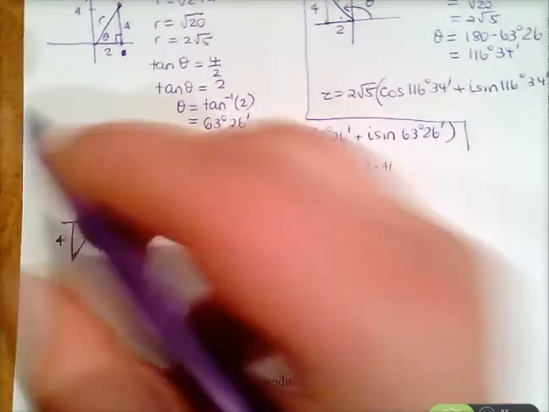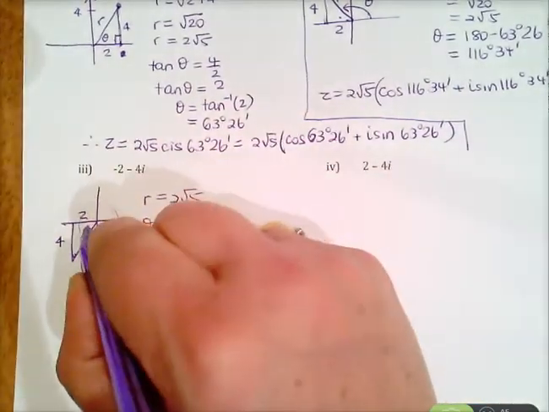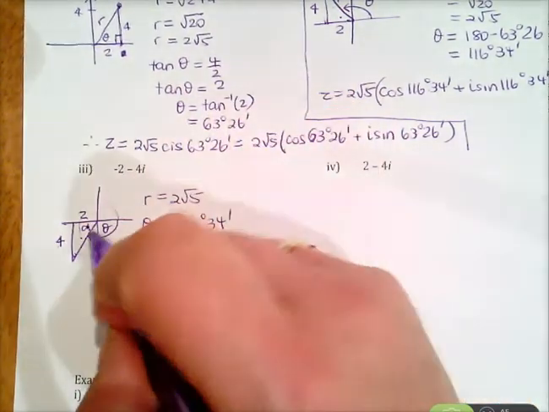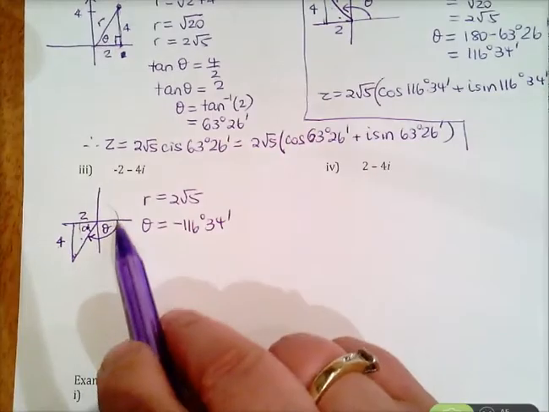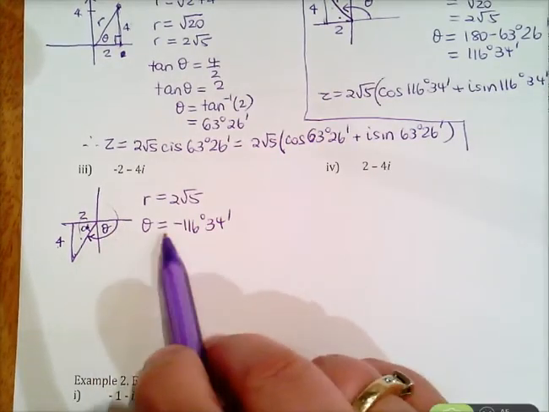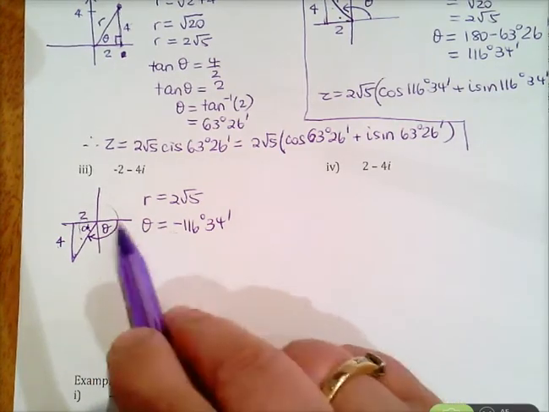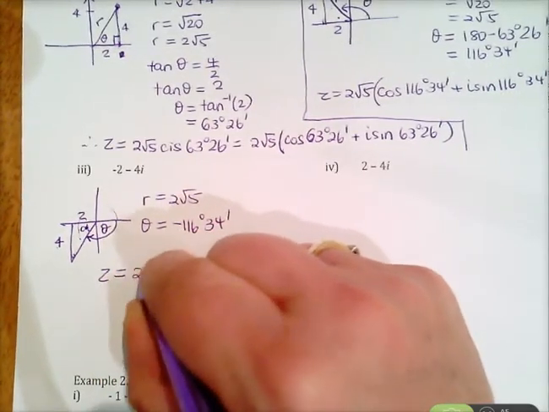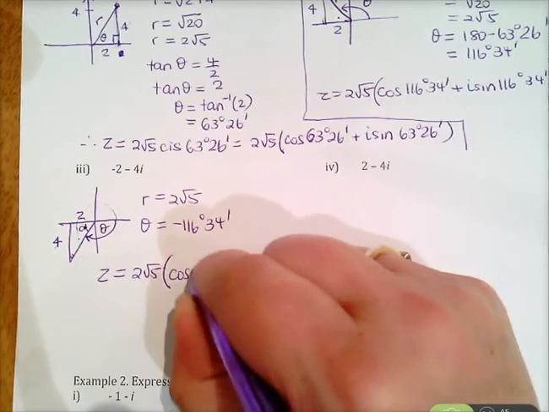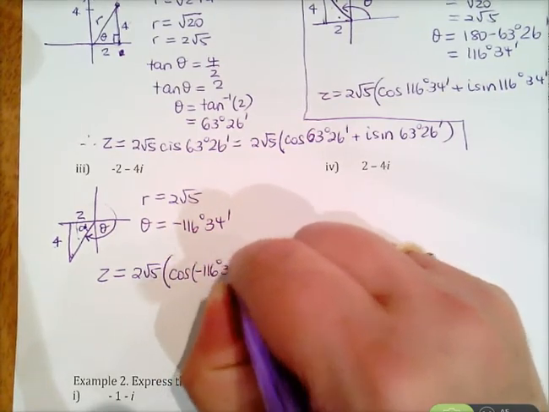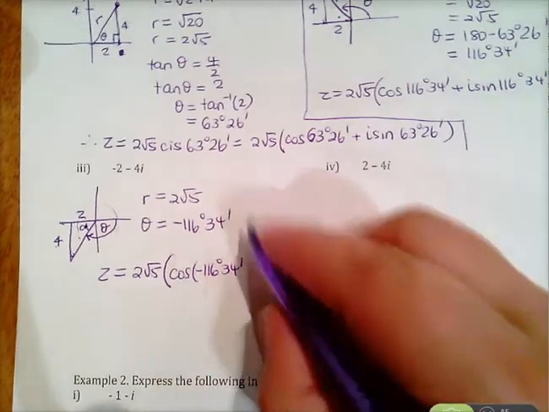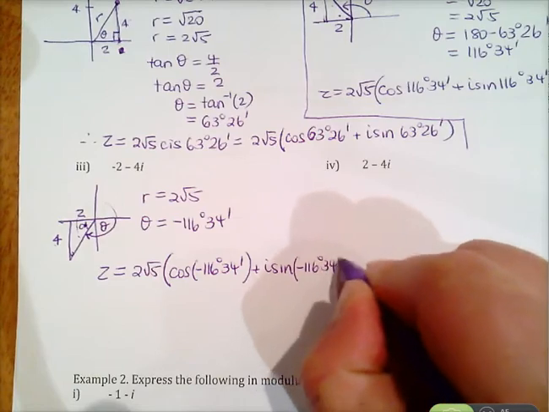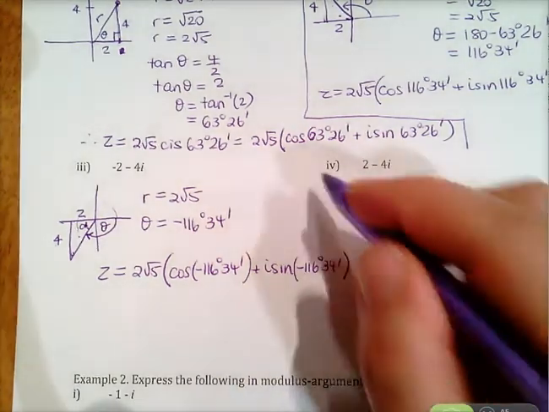And if you weren't sure, I can call this alpha or something. Tan alpha is 4 on 2. And again, you'll get 63 degrees 26 minutes in there. This is going in the negative direction, so this will be negative 116 degrees 34 minutes. So therefore, the complex number here is z equals 2 root 5 cos of, and put it in brackets, negative 116 degrees 34 minutes. So when the angle's negative, put it in brackets, plus i sine, in brackets, negative 116 degrees 34 minutes. And just stop there, okay?